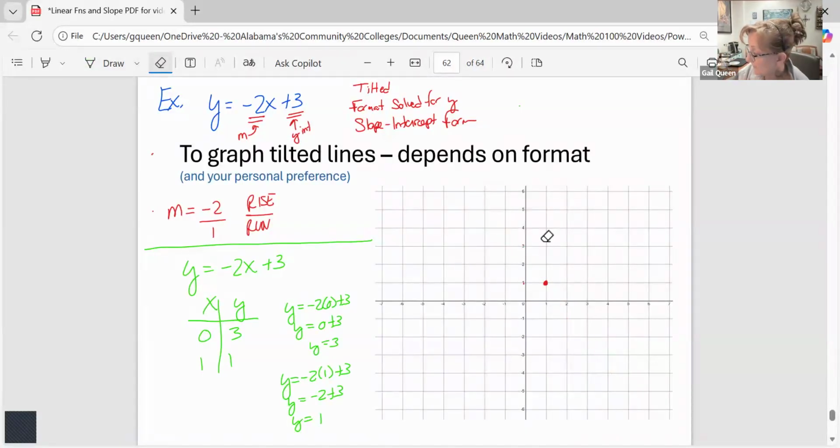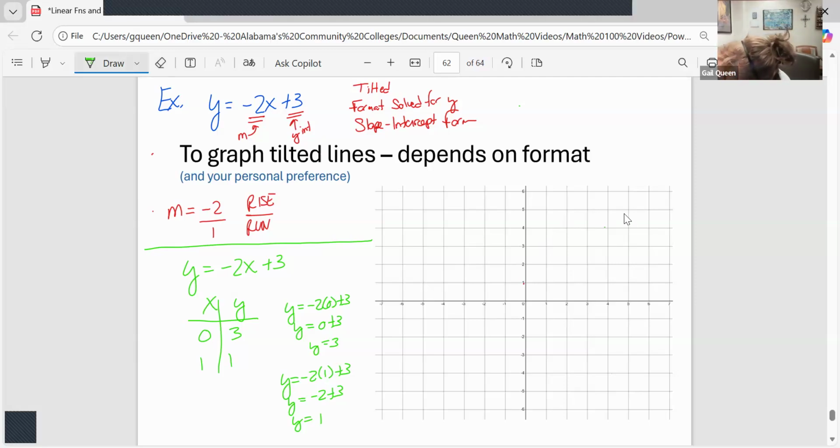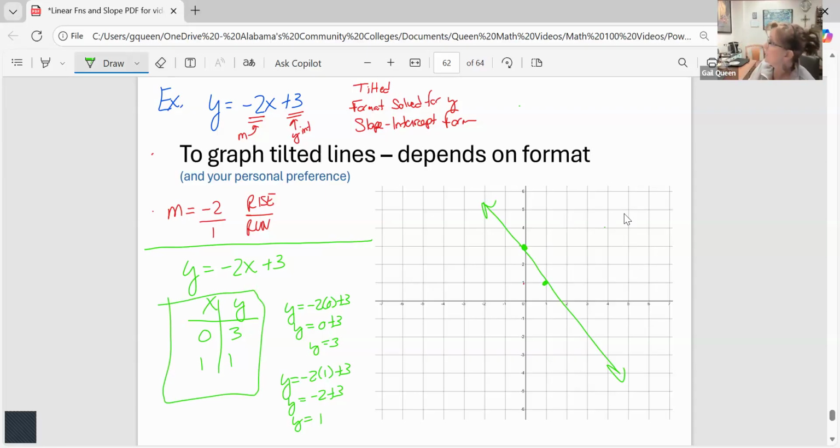So I could go back, and if I were going to graph it this way, the green way instead of the other way, then I would plot my 2 points. I have the point 0, 3. I have the point 1, 1. I would connect those with a straight line, and there I got my line. So it's just a different way to do it. So you can either make an XY chart and find 2 points on your line. How many points do you need to graph a line? 2. So you can find any 2 points on your line and do it that way. Or you can use the slope and the y-intercept and count out rise over run, and you get the same line. Okay, so that's why I say it kind of depends on your personal preference. So if it's given to you in this format, then you have these options.